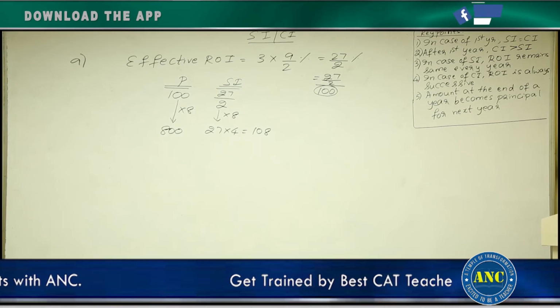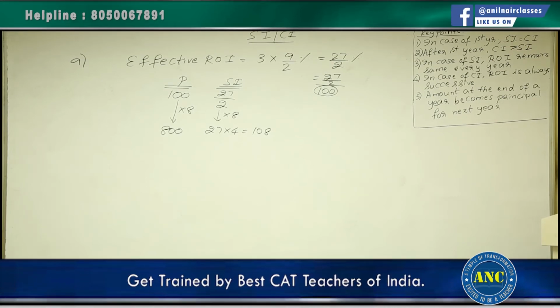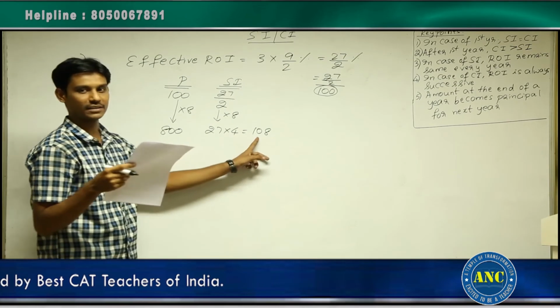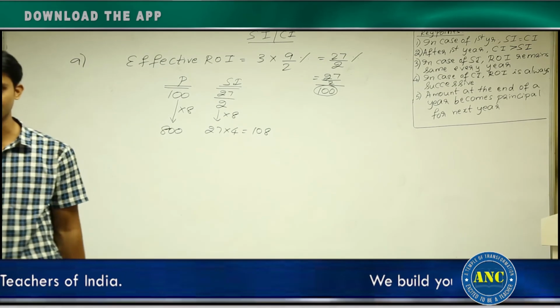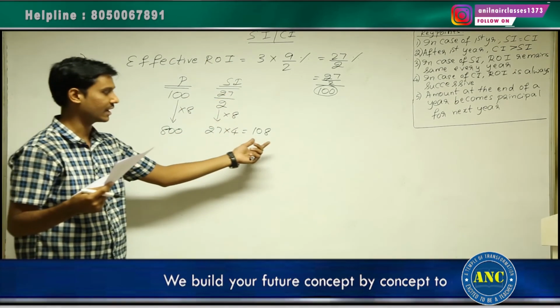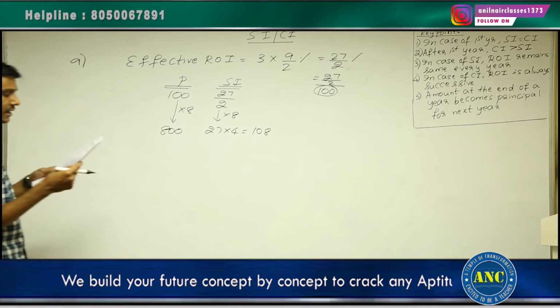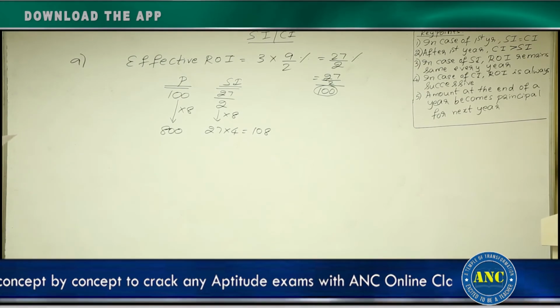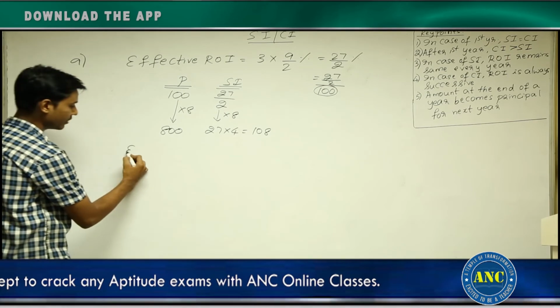Let us rephrase the question. In how many years will rupees 200 produce 108 rupees at 6% rate of interest is the question. Understood the question? It should be the same interest produced by these quantities, which is 108. What will be the effective rate of interest?